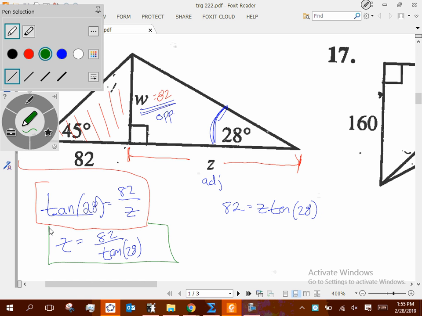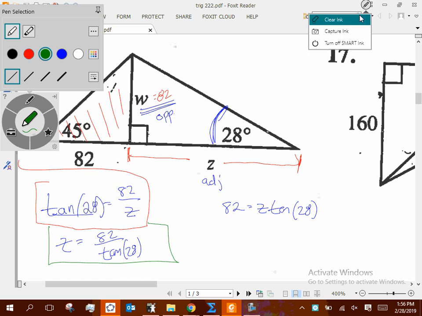That's because I'm going to cross multiply, get 82 equals Z tangent 28 every time. I then divide by that tangent 28 to isolate Z. So maybe a quick shortcut to save you about 10, 15 seconds. Type that in and you get 154.2.